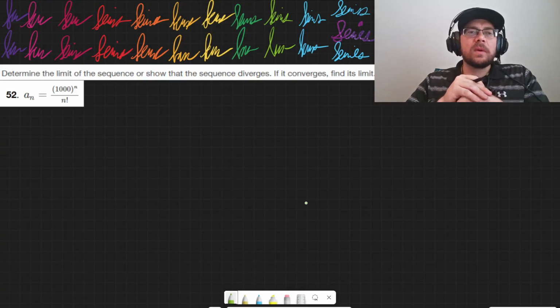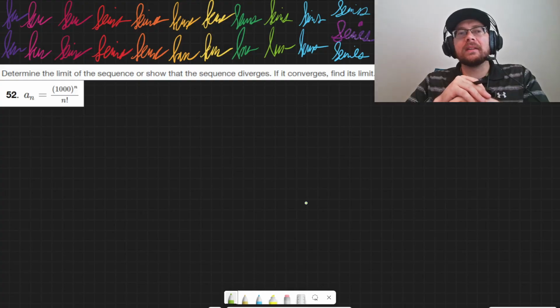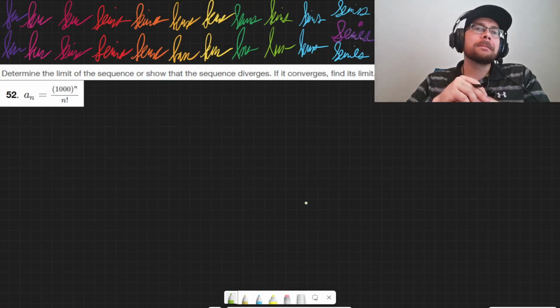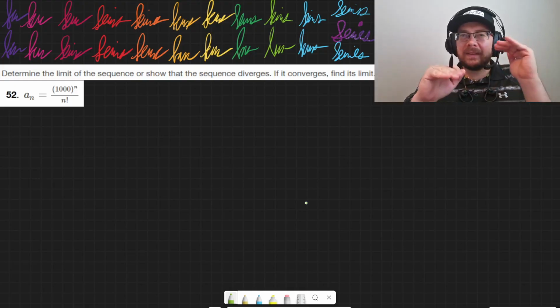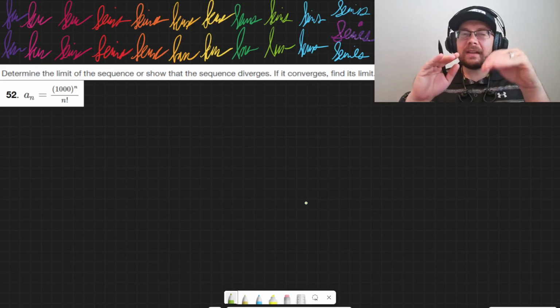This one I think will be fairly short because, just like on 51, this one is two different things in the numerator and the denominator that are both fairly simple functions. The numerator is an exponential function and the denominator is a factorial. When you're just comparing basic to basic here, it's fairly easy to compare them.